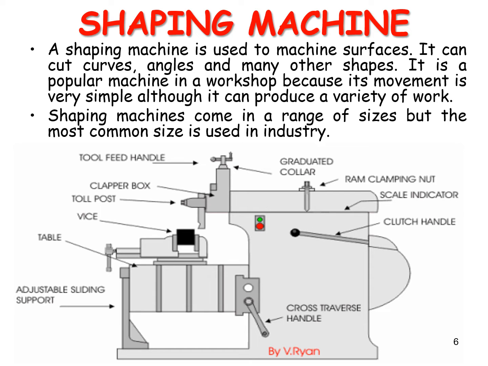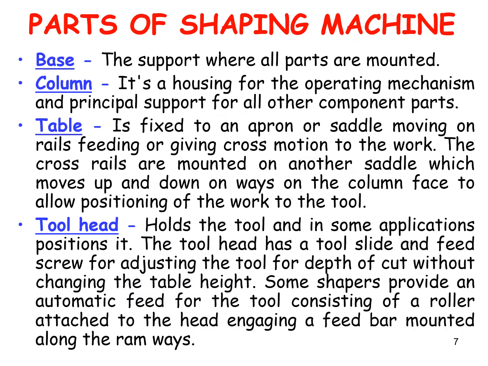In this picture, the shaping machine is shown with its various parts, beginning from the bed. So this is the bed, and this is the ram, and this is the work table and vise, and clapper box, tool post and ram adjustment nut. So these are the important parts in this shaping machine. We will explain the shaping machine parts one by one.